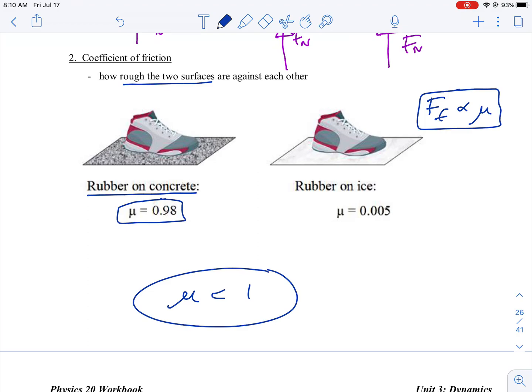But if you take that same basketball shoe and you decide to put it on ice, well, it's a whole different picture now. Even though it's the same shoe, now the coefficient is 0.005. So it's really small, which means you get very little friction and you end up slipping around and possibly hurting yourself. So you don't wear basketball shoes on a slick ice surface. That's not the best choice. Good? So the coefficient is how rough the two surfaces are with each other.